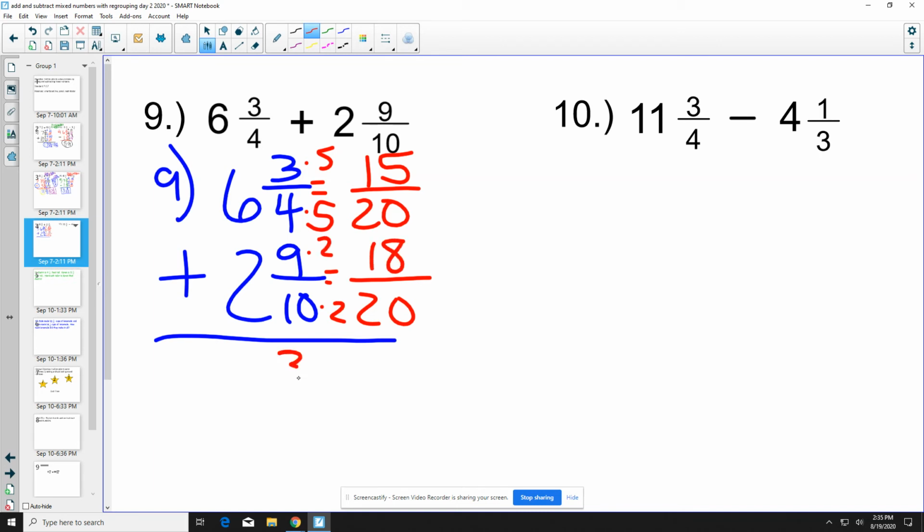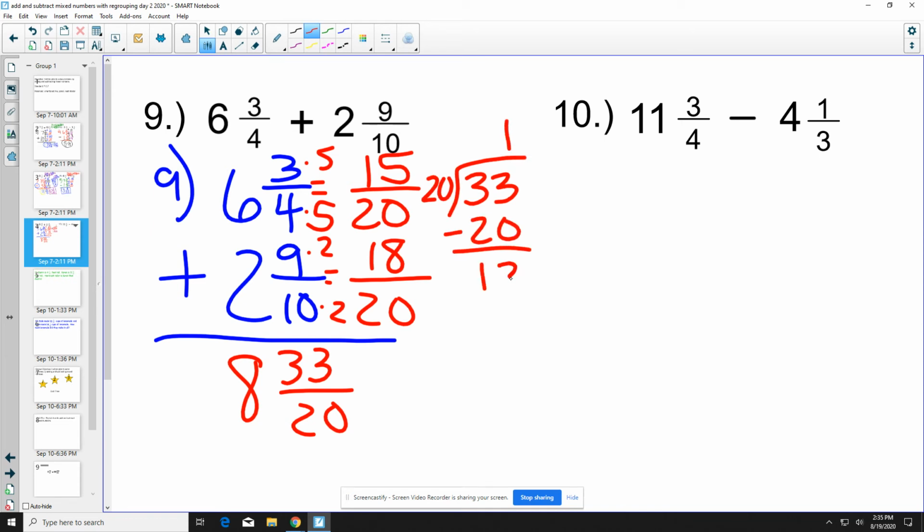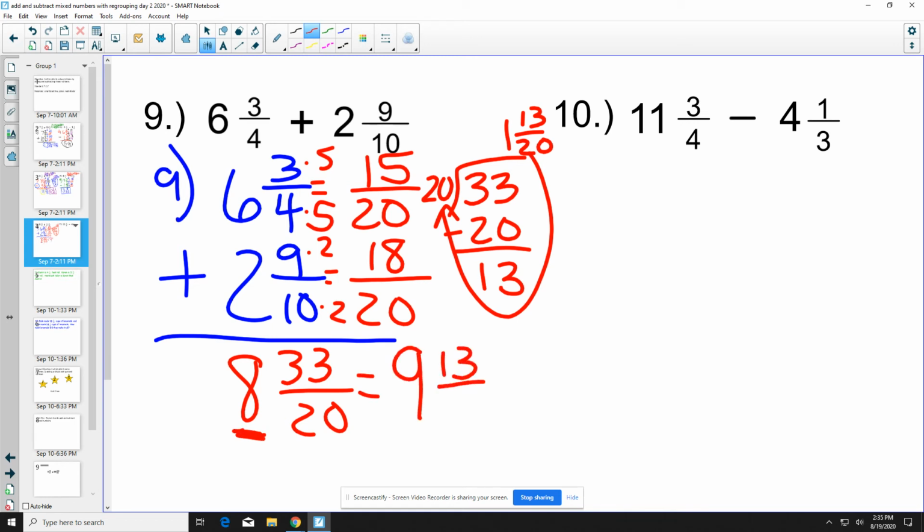Okay, I'm adding, see if you got 33 20ths when you added, and when you added your whole numbers, did you get 8? But 33 20ths is improper, so you got to take 33 and divide by 20. It goes in once with 13 left over. So if I go in a circle, it's 1 and 13 20ths. Well, that's not my final answer because I have to add the 1 to the 8 here to get 9 and 13 20ths. 9 and 13 20ths is in simplest form. See if that's what you got.